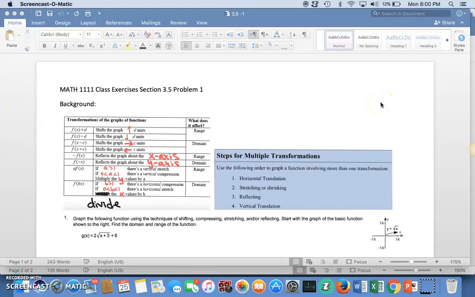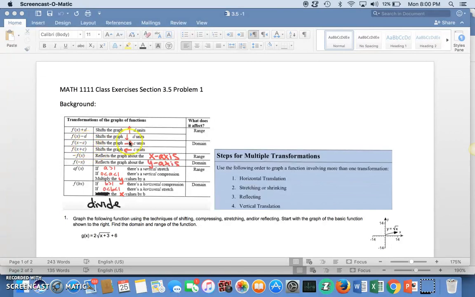Okay, class exercises 3.5, problem number 1. This whole section deals with transformations. If you add outside of the function, so to speak, past the f of x, it's going to be shifted up. If you subtract, it's going to go down, and that affects the range. If the change is inside, right next to the x, it's backwards.